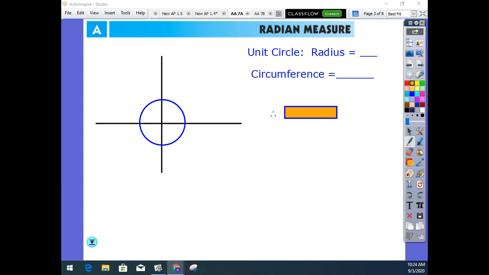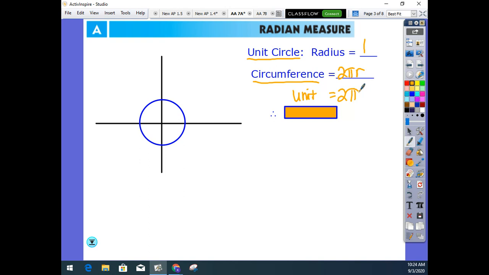Okay, so 7A is all about radian measure. I want you to think about if we are dealing with the unit circle, the radius is just 1. Typically, the circumference of a circle is always 2 pi times the radius. So in a unit circle, that means that all the way around is 2 pi.